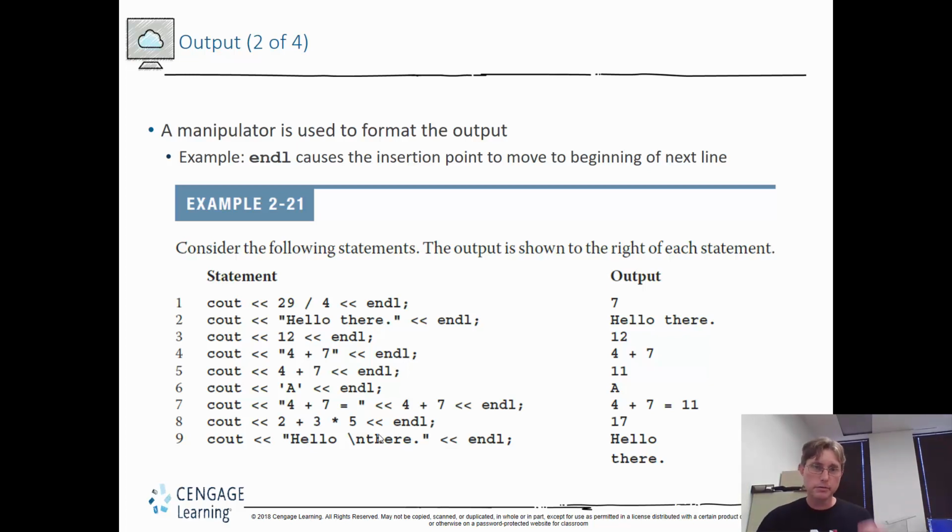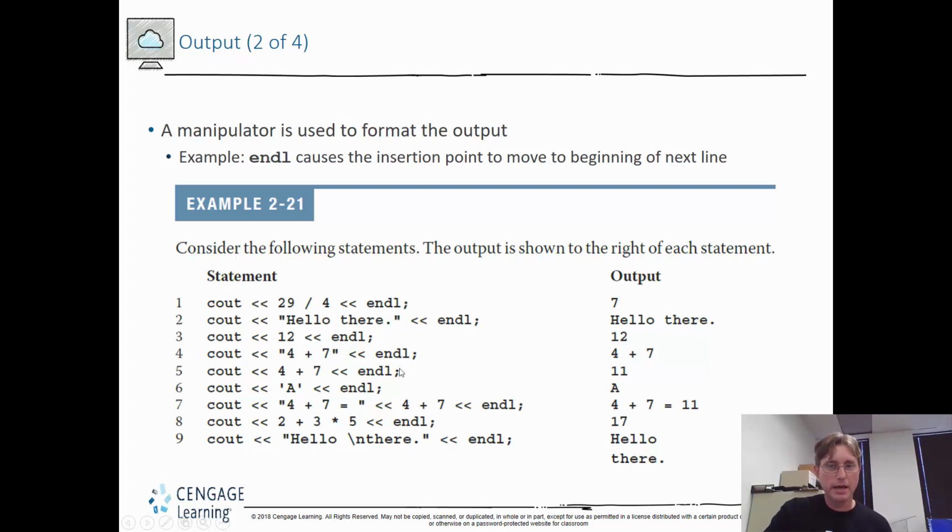So here's some examples, and over here is what ends up getting output. If you said cout 29 divided by 4, that's integer division, right? So it outputs the result of that, which is 7. cout "hello there", that's inside of double quotes, so it outputs hello there. If you just do cout 12, it just outputs 12. If you do cout "4 plus 7" inside of double quotes, it outputs what's inside of the quotes. So it outputs 4 plus 7. But if you do cout 4 plus 7, not inside of quotes, it evaluates that and outputs 11.